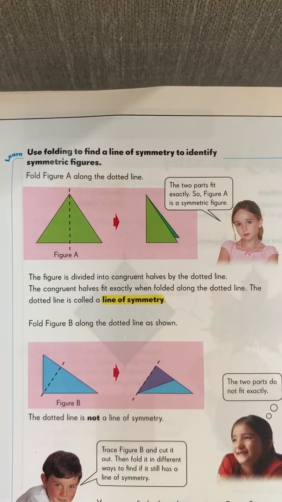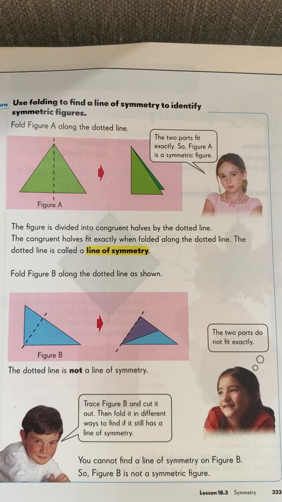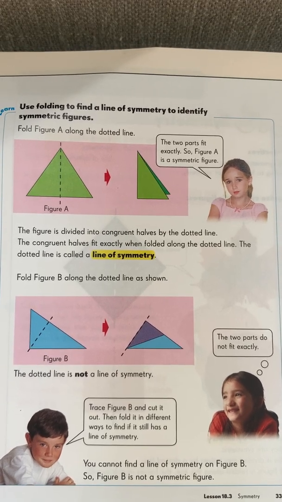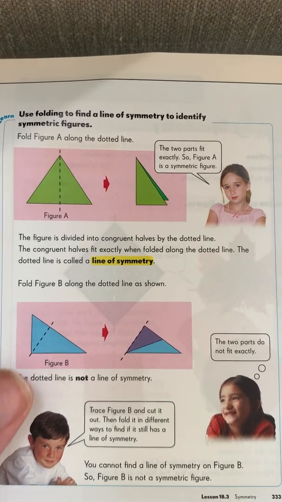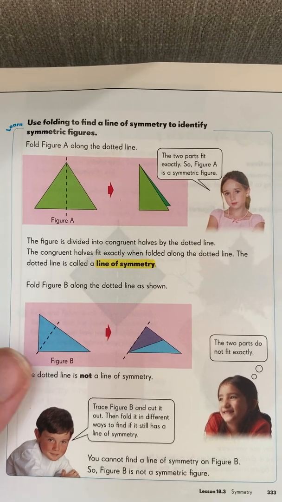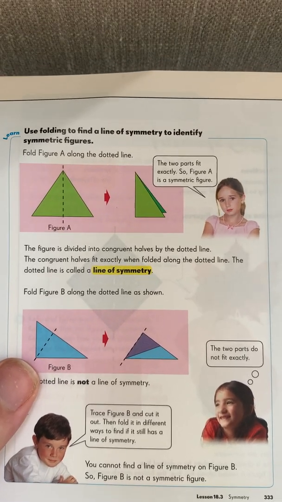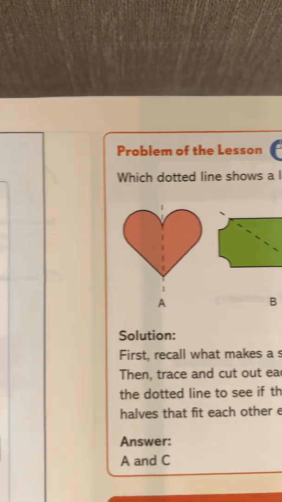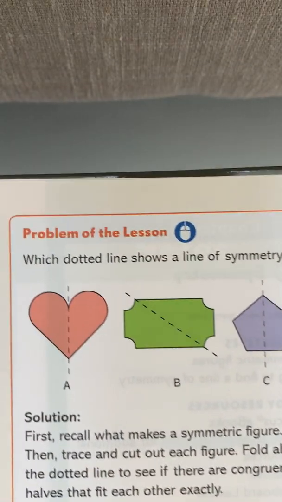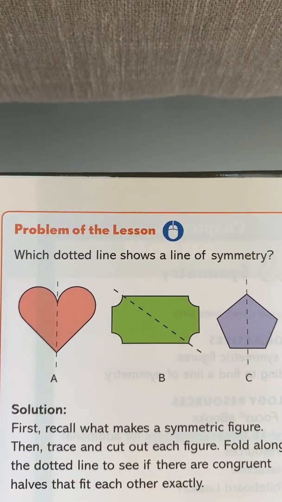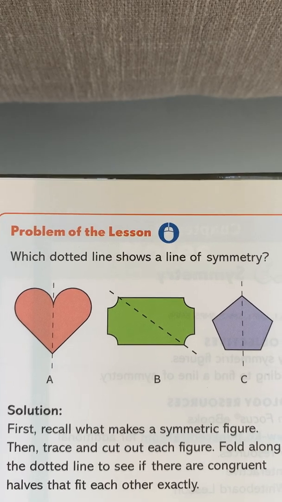I don't think so. You cannot find a line of symmetry on figure B. So figure B is not a symmetrical figure. Let's take a look at this problem. This is going to be our problem of the day. Which dotted line shows a line of symmetry?